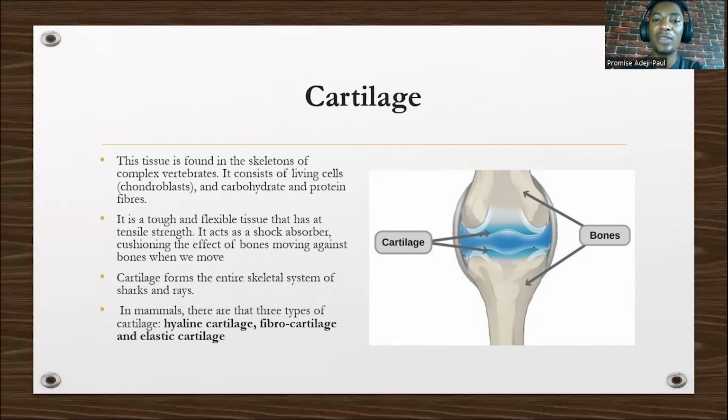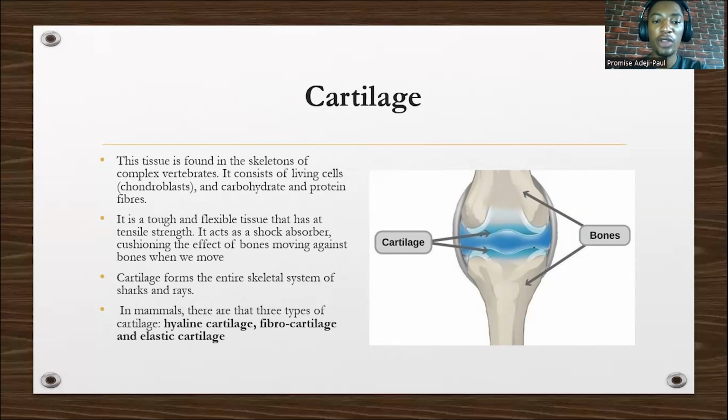So, what are the characteristics of cartilage? One, it is tough. It's also flexible, and it has what we call tensile strength. So it helps to act as a shock absorber. Most times when there's a force on the organism, cartilage can help to absorb that shock so that it won't affect the organism so much.